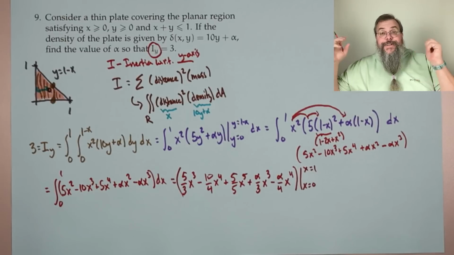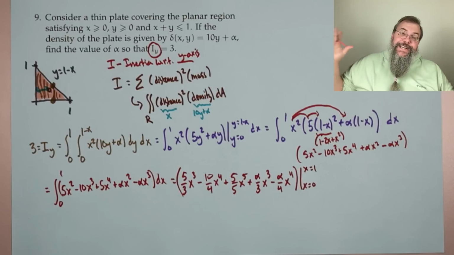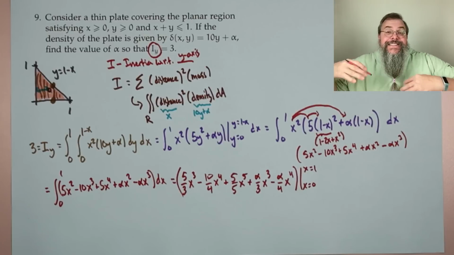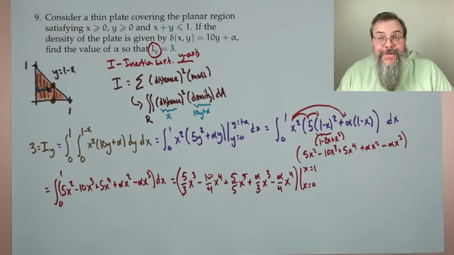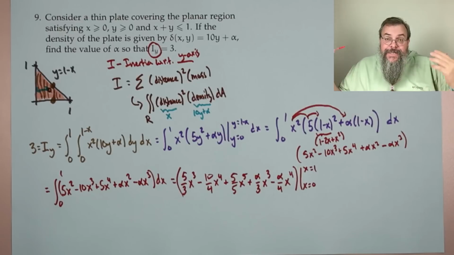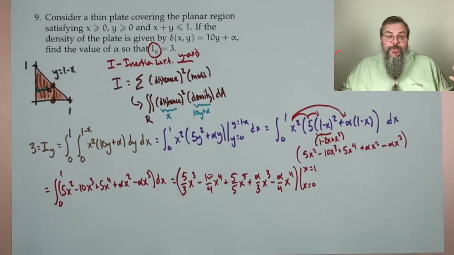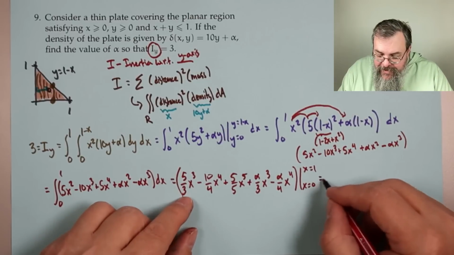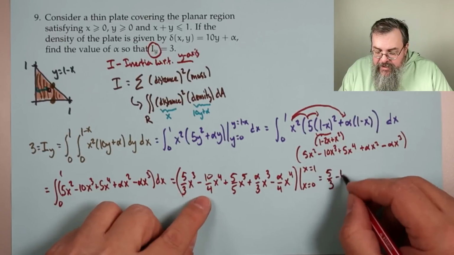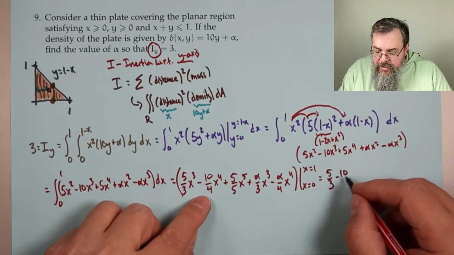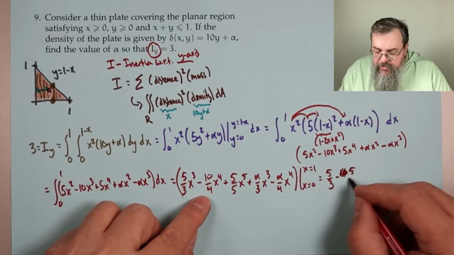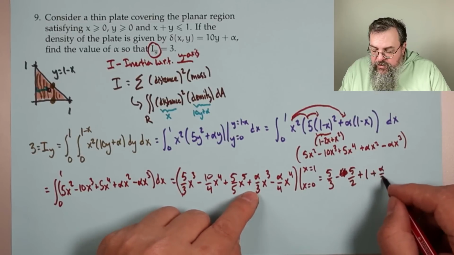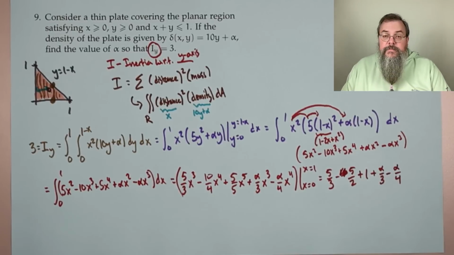Good. Now, good news. 0 is again a wonderful friend, because when you plug in x is 0 and 0 to any power, you get 0. 1 is a good friend too. 1 to any power is 1. So what's left? It's our coefficients. So we have 5 over 3 minus 10 over 4. Actually, that's instead of 10 over 4, that's 5 over 2. And 5 over 5 is 1. And then you have alpha over 3 minus alpha over 4.